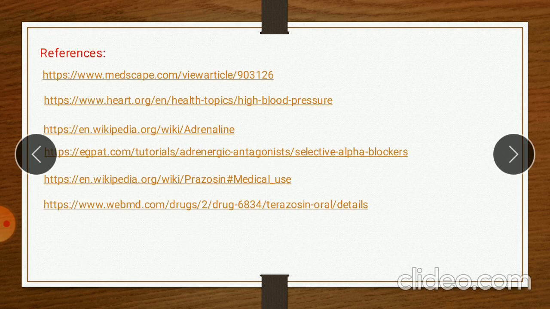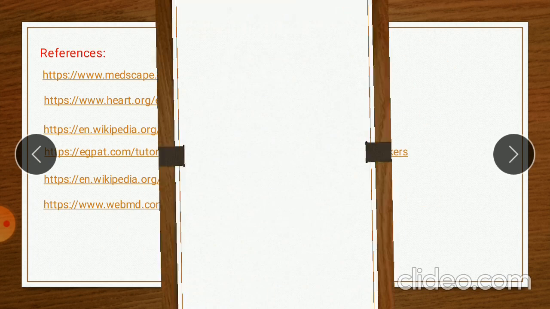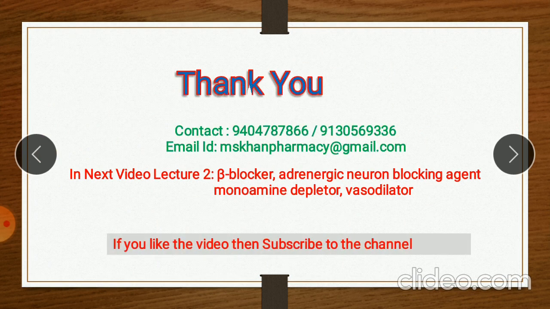So these are the references. So this is about the two main classes of antihypertensive drugs. In the next lecture, that is lecture 2, we will cover beta blockers, adrenergic neuron blocking agents, monoamine depleters and vasodilators.